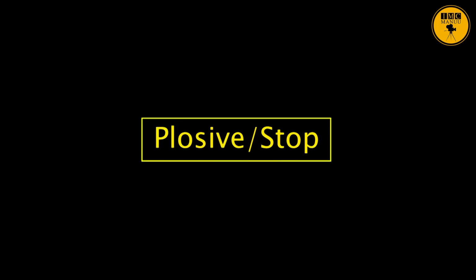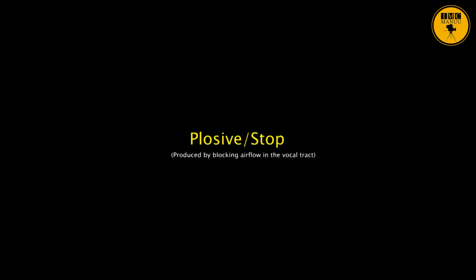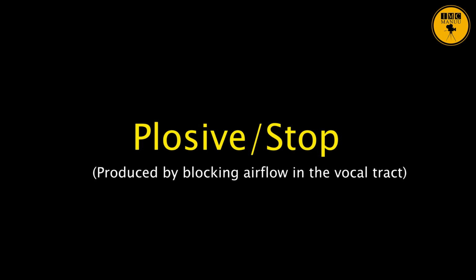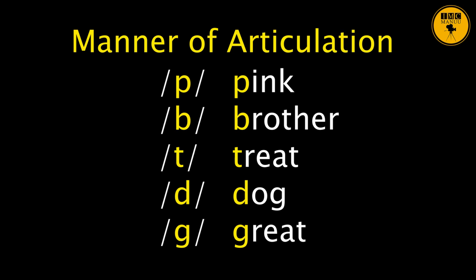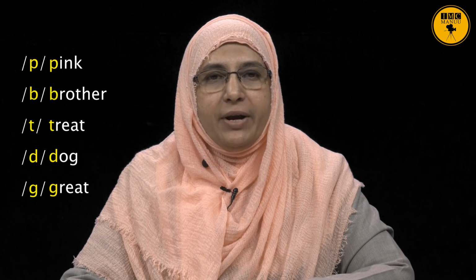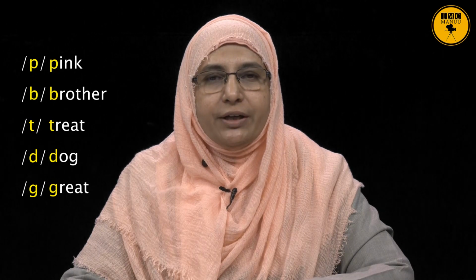The manner of articulation, as the word indicates, is the manner, the way in which these sounds are produced or articulated. Let us look at the first manner of articulation. It is called plosive or a stop. As again the word indicates, these sounds are produced by blocking airflow in the vocal tract. Listen to the examples: pink, brother, treat, dog, great. I repeat: pink, brother, treat, dog, great.